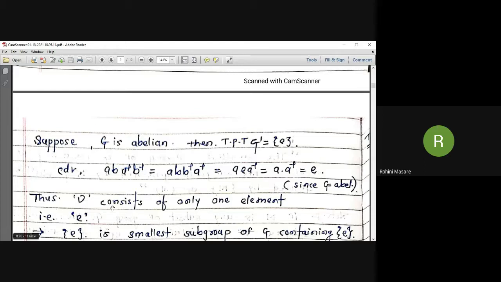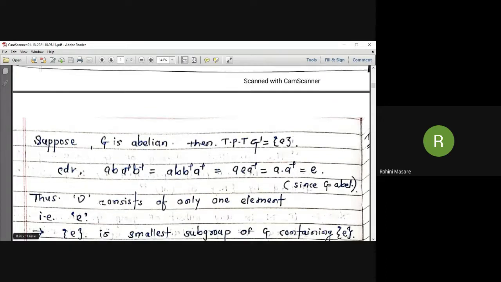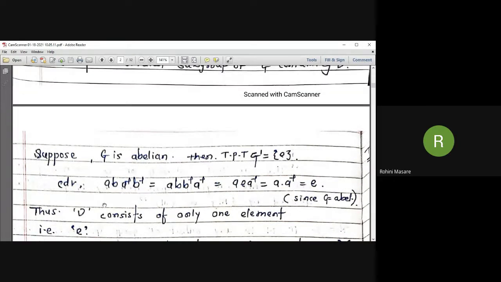Singleton E. Thus U consists of only one element, which is singleton E. But the smallest subgroup of G containing singleton E, which one is it? Suppose G is any finite or infinite group, and suppose M is the set singleton E. Then what is the smallest subgroup of G containing M?